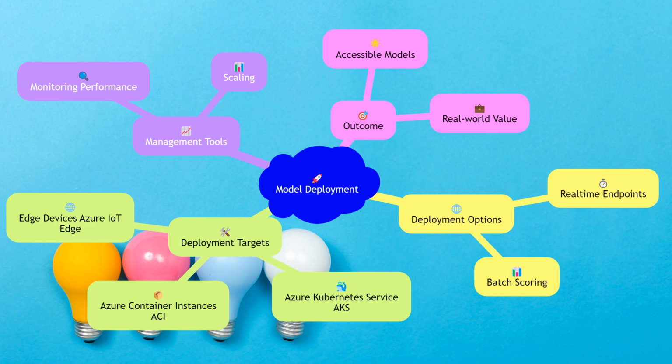Azure ML offers various deployment options, including real-time endpoints and batch scoring. You can deploy models to Azure Kubernetes Service, AKS, Azure Container Instances, ACI, or even edge devices using Azure IoT Edge. The workspace provides tools for managing deployments, monitoring performance, and scaling as needed. Successful deployment ensures that your models are accessible and can deliver value in real-world applications.